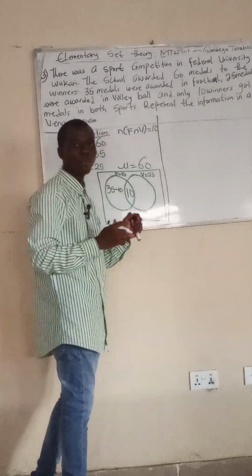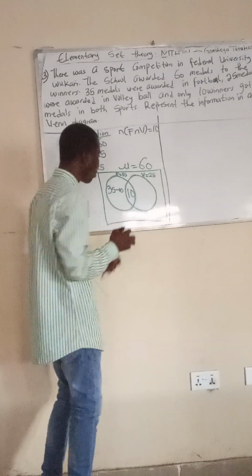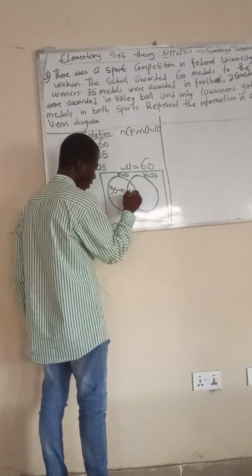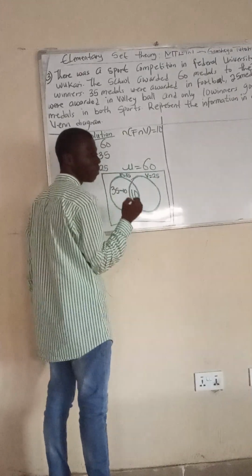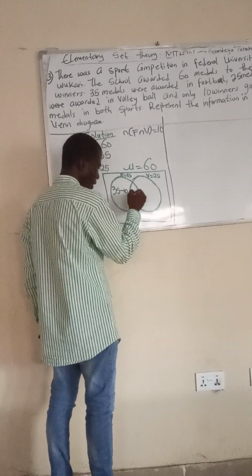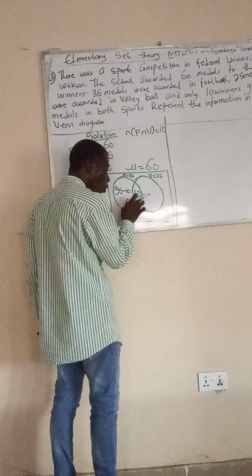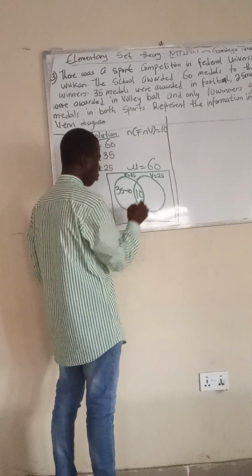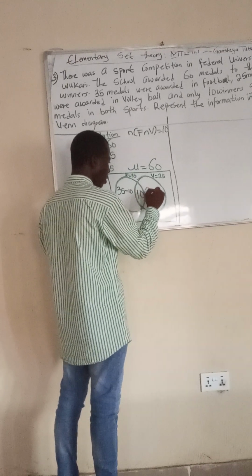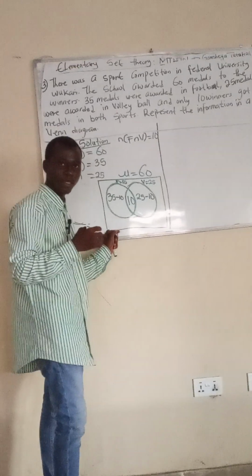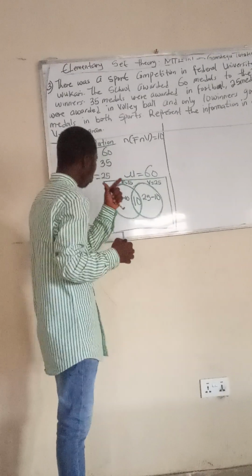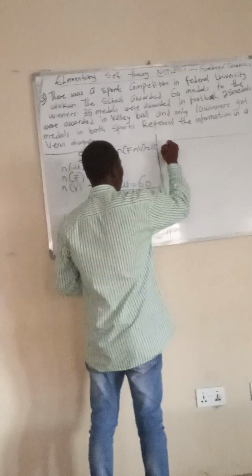So, same thing applies here. In my volleyball, the whole of this circle is 25. But in 25, there is a cutout of an intersection of what? 10. So this becomes your 25 minus 10. We see that? 25 minus 10. So this will give me a proper representation now.